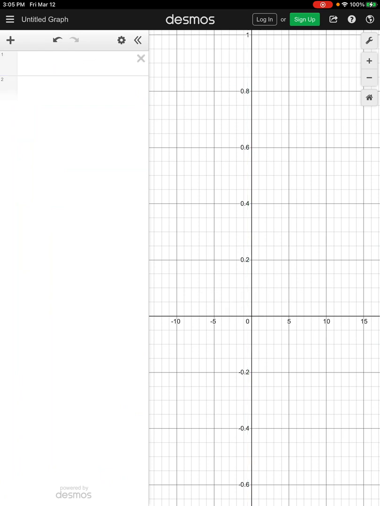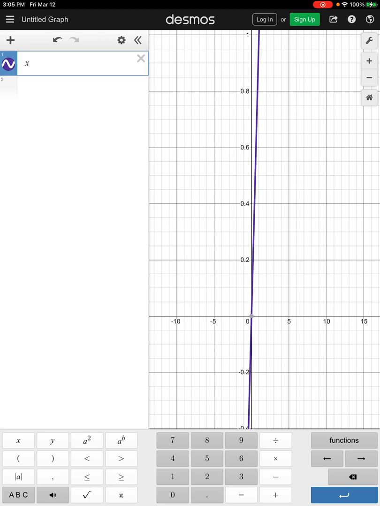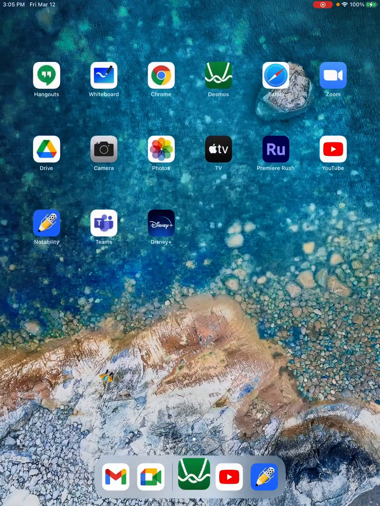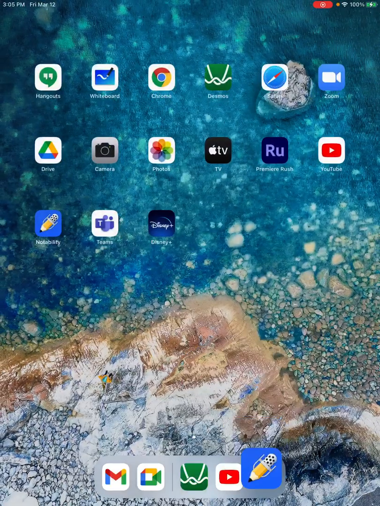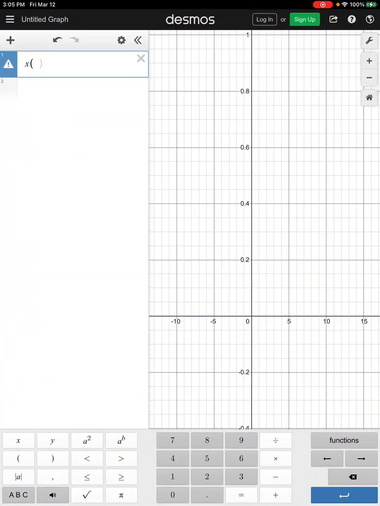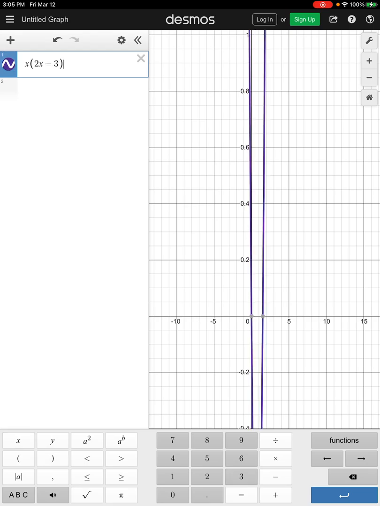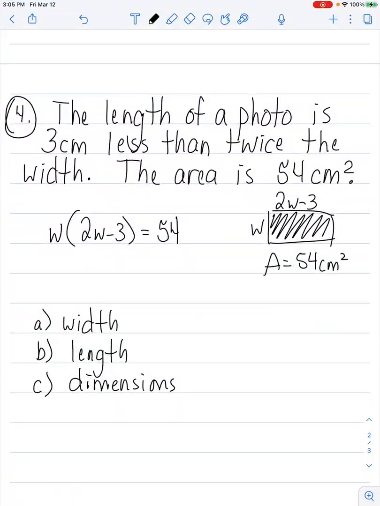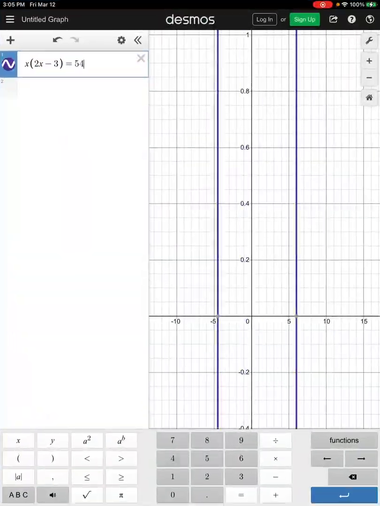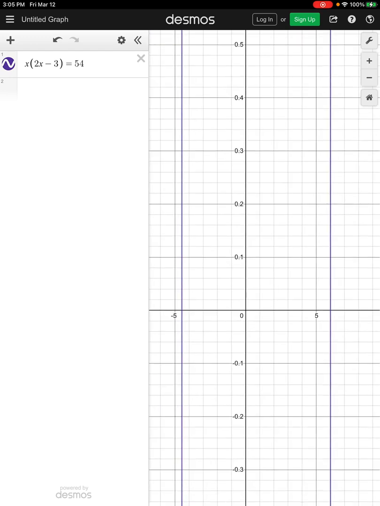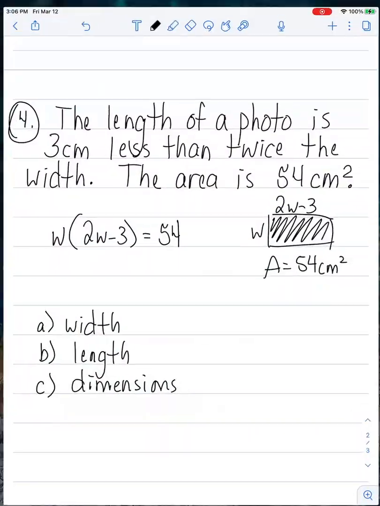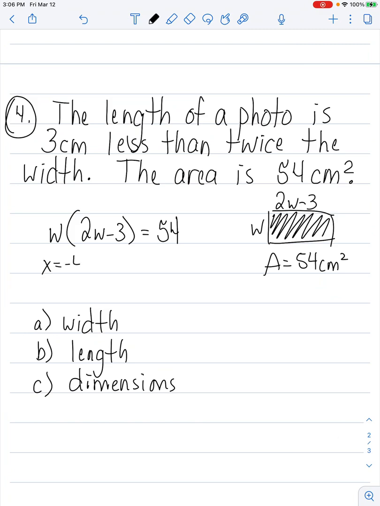Now watch this. I'm going to type that into my calculator. I'm going to say x times, remember we make all the letters x, times 2x minus 3, equals, and I think we said 54. Yes. When I look at this, I notice I have one x at negative 4.5 and another zero at 6. Let me write these down: x at negative 4.5 and another one at 6.